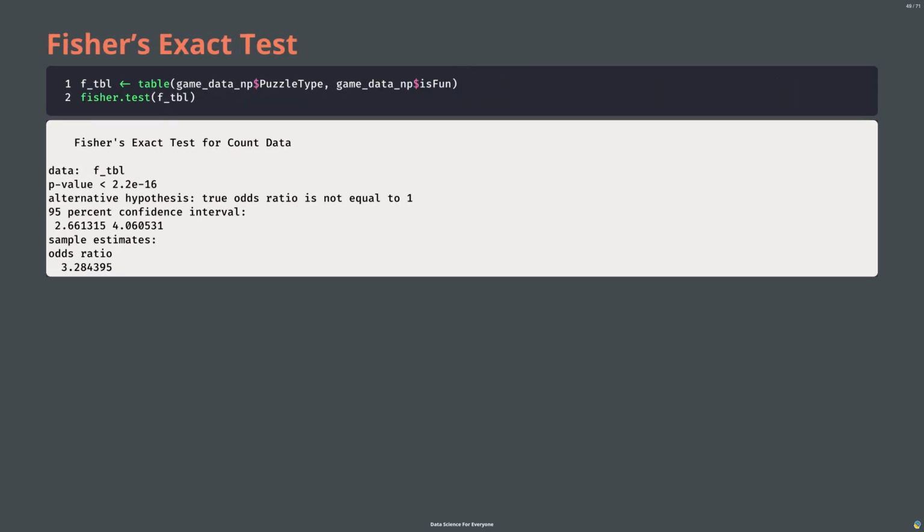To run the Fisher's test, we build a 2x2 frequency table by running the table function from base R. Then we run the fisher.test function on the frequency table. If the test result is statistically significant, which it is in our case, that means that the puzzle type and rating are related. So, for example, logic puzzles might be more fun on average compared to word puzzles.